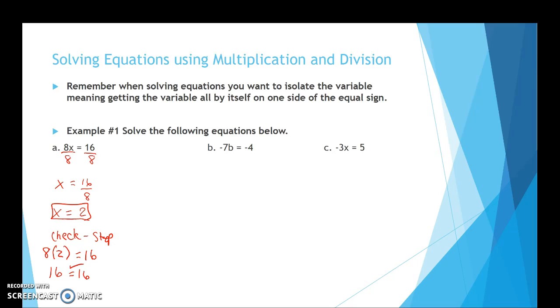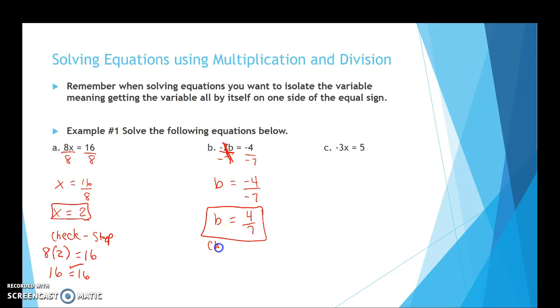Let's look at b here. We have negative 7 times b equals negative 4. We're solving for b, so we need to isolate b, get it all by itself. So we're going to divide negative 7 to both the left and the right side. So on the left side, that negative 7 over negative 7 cancels, so you're left with b equals negative 4 over negative 7. Well, negative 4 over negative 7 just becomes 4 over 7. I cannot simplify 4 over 7 because 7 is a prime number, so b equals 4/7. That's going to be my answer.